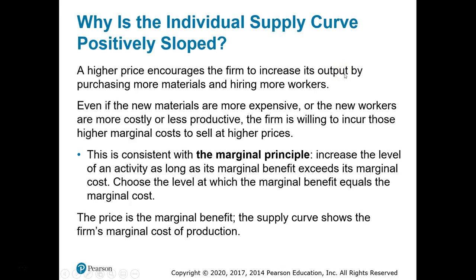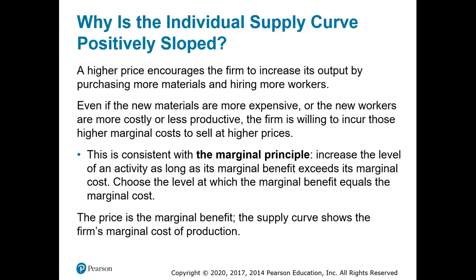So why is an individual supply curve positively sloped? A higher price encourages firms to increase output by purchasing more materials and hiring more workers. Even if the new materials are more expensive or the new workers are more costly or less productive, the firm is willing to incur those higher marginal costs to sell at the higher price. This is consistent with the marginal principle: increase the level of activity as long as the marginal benefit exceeds its marginal cost, and choose the level at which the marginal benefit equals the marginal cost.